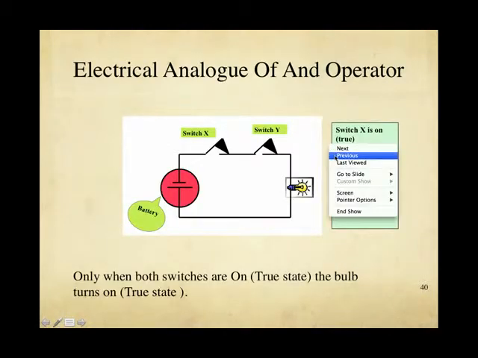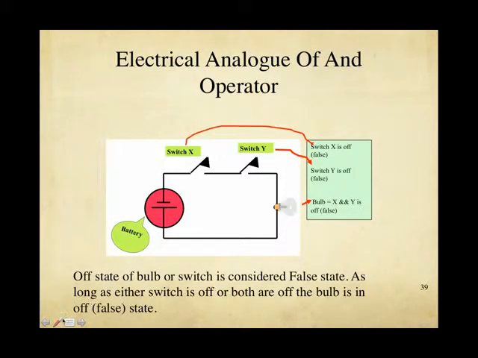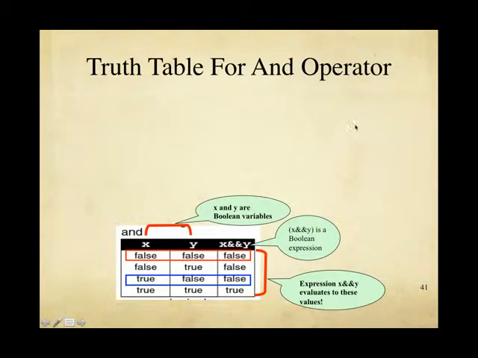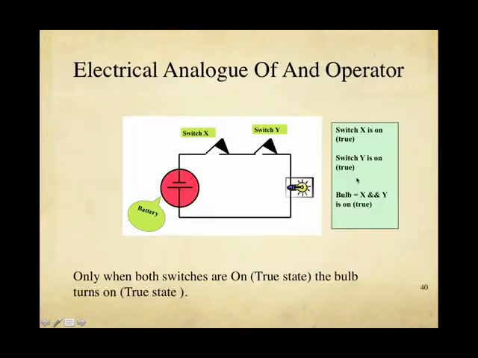And we can show that here. I can close this, but current still doesn't flow through here, so the bulb remains off. And if I leave this open and close that, same result. Only way the bulb will light up will be when both are true. So both inputs have to be true. For X and Y, this input has to be true, this input has to be true. Only then it will work.